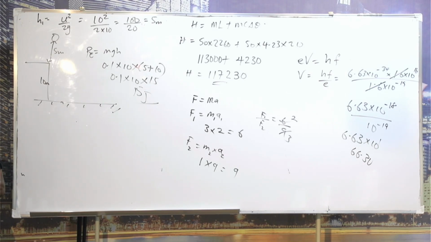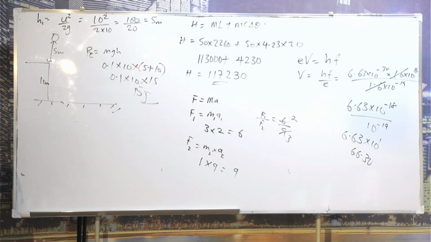Let's use 25, that's a good number. A car of mass 800 kg attains a speed of 25 meters per second in 20 seconds. The power developed in the engine is what?